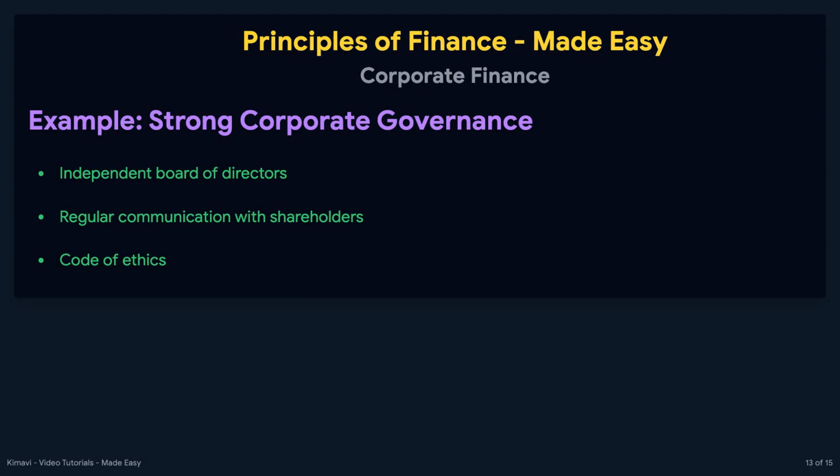A company with strong corporate governance might have an independent board of directors with a majority of non-executive members, regular and transparent communication with shareholders, and a code of ethics that guides the behavior of employees and management.